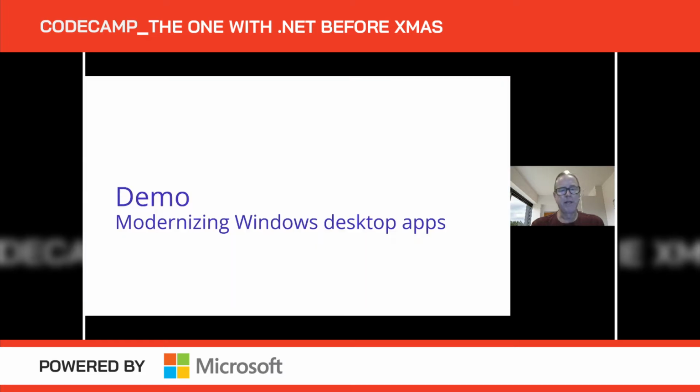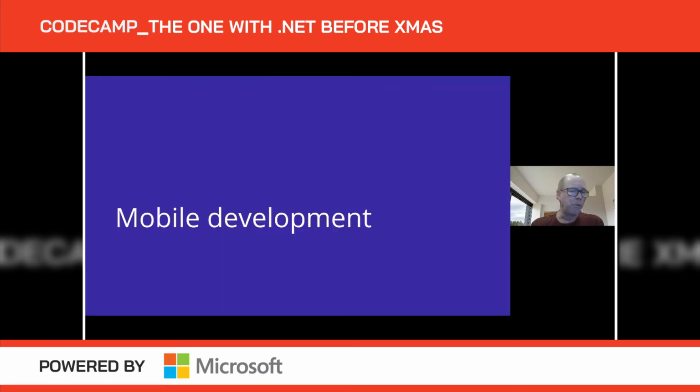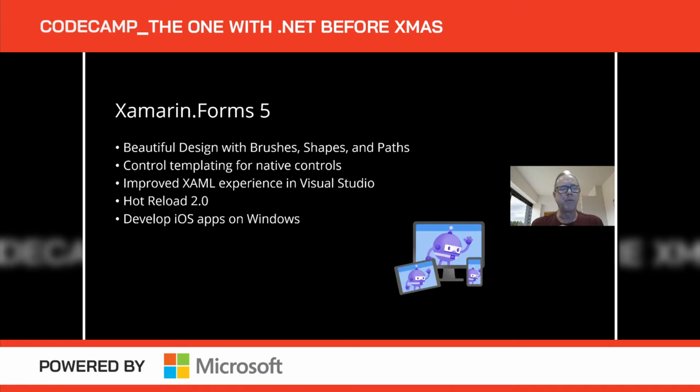And with that, we'll jump off the desktop for a second. Mobile is always a big thing for us, and I'll talk a little bit about mobile later today as well. Xamarin Forms 5 ships this month, and it has amazing support for making beautiful apps with new brushes, shapes, and paths. We have now taken the XAML experience. XAML is what a WPF app is or a Xamarin app is, and we now have the exact same designer across both of these technologies. So as we make WPF better, we make Xamarin better. As we make Xamarin better, we make WPF better.